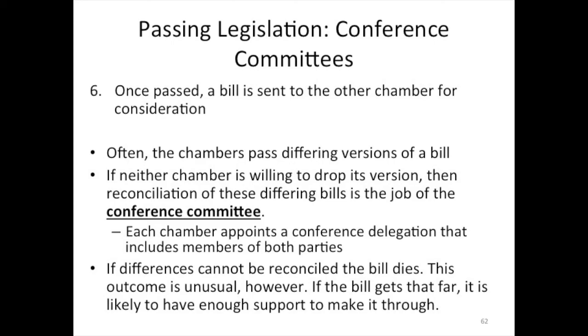Now, if differences can't be reconciled, the bill dies. But this outcome is pretty unusual because if the bill gets as far as a conference committee, it probably has enough support to make it through.